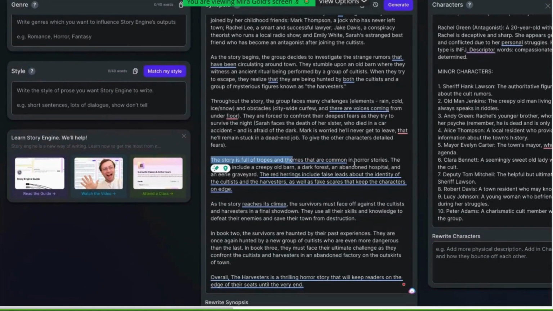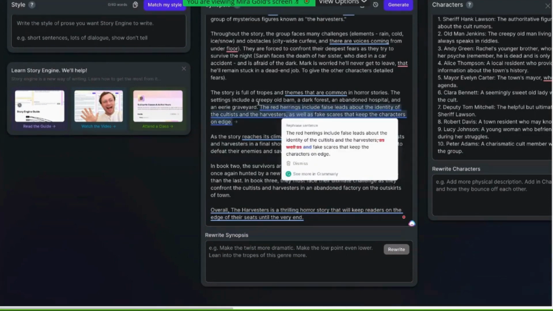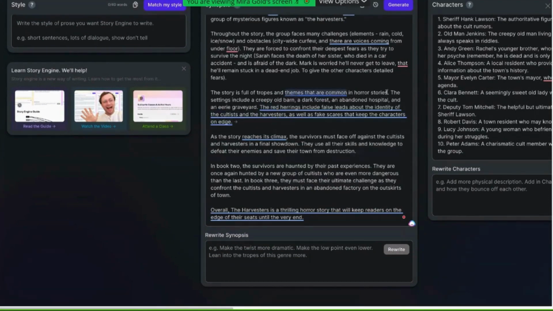Again, it's talking about it being full of themes and tropes. So let's take a look. As the story reaches its climax, the survivors must face off against the cultists. Okay, so I'm going to go a step further here where it says that the themes are common.